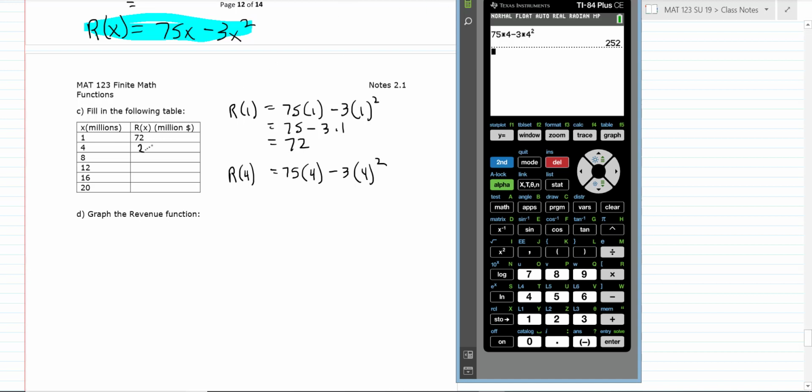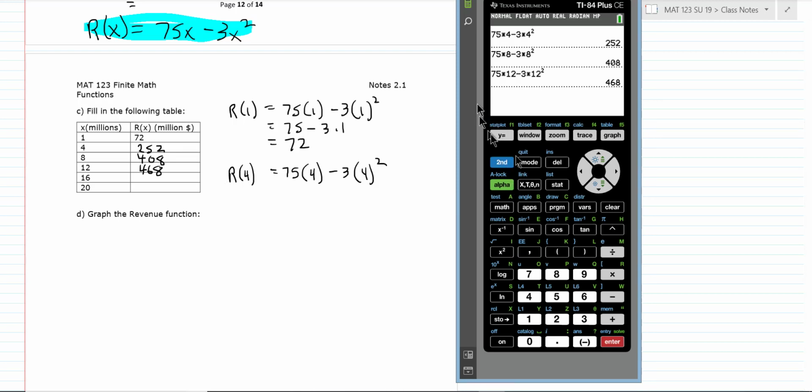Okay, so that's 252. Now the rest of them I'm just going to do the same way. I'm going to go 75 times 8, and then minus 3 times 8 squared. It's doing the same thing. Record what we get, so that's 408. Move on to 12, so now we do 75 times 12 minus 3 times 12 squared. So that will give 468.